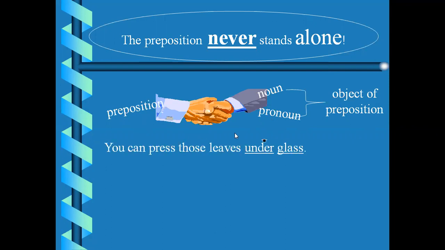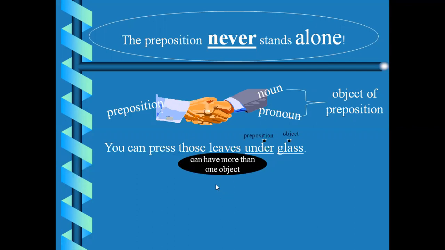Look at the following example. You can press those leaves under glass. The word under here is a preposition, and the word glass is an object, and under glass is a prepositional phrase.